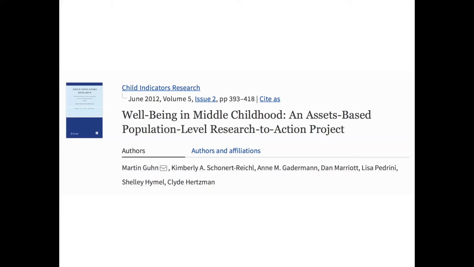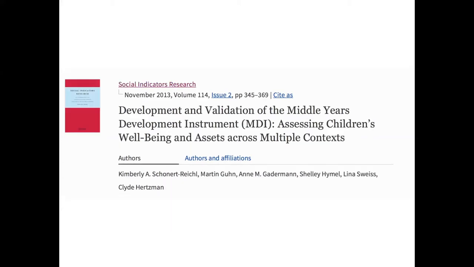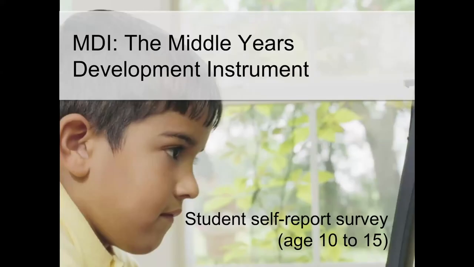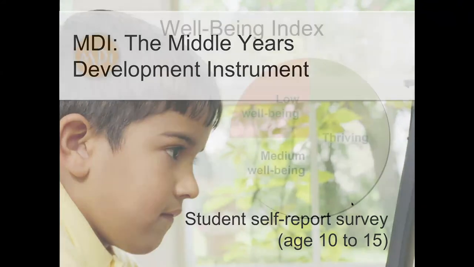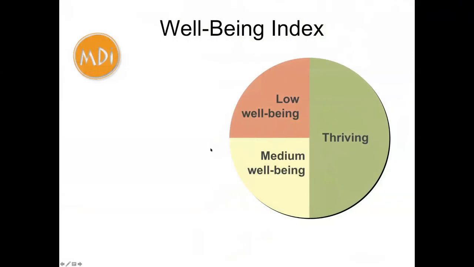There are three papers that specifically describe the tool and its development and validation. So for your interest, I put the references here. But I'll focus on describing the tool itself. It's a self-report, so it's children sitting down in the school setting, in our case in grade 4 and grade 7, but you can do it at any age within the 10 to 15 age range. And they're filling out questions on a range of domains that we think are of interest for that age period.